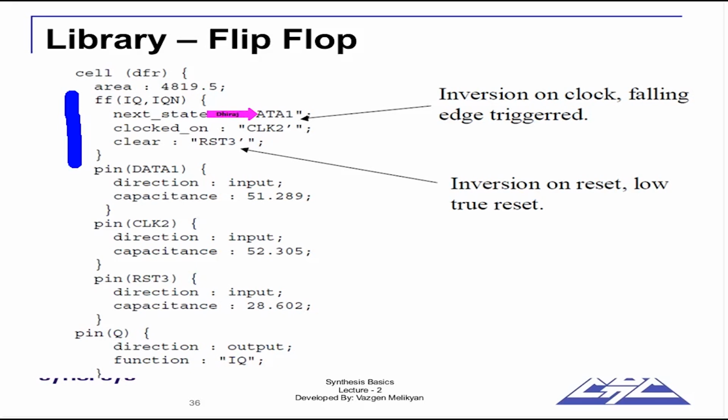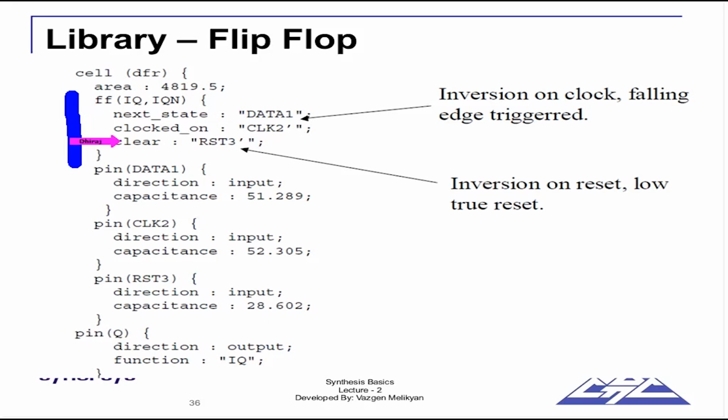That is, whenever there is a trigger on clock, so it is clocked on clock 2. Whenever clock comes at clock 2, positive edge clock. If there's a single quote here, it becomes a negative edge. So whenever negative edge comes on clock 2, data 1 goes to IQ, and IQ again is mapped to Q. So you tell the tool that this is a flip flop with data pin being data 1, output being Q.